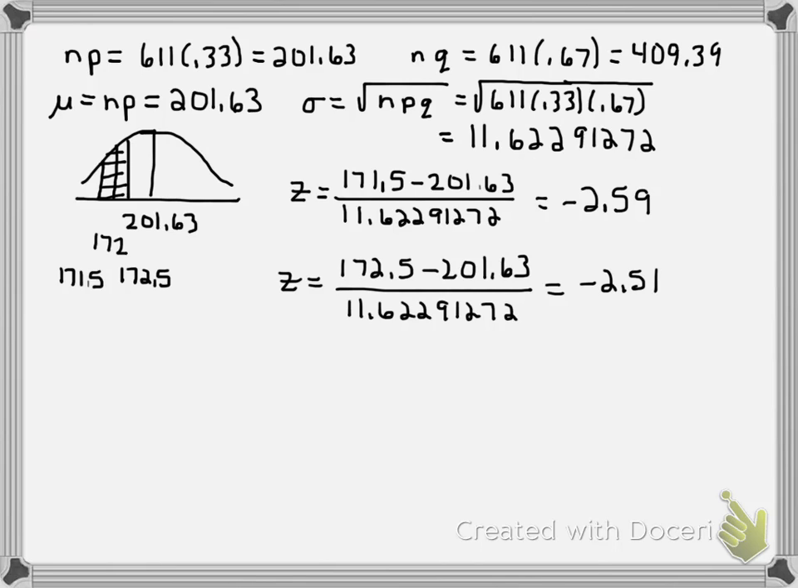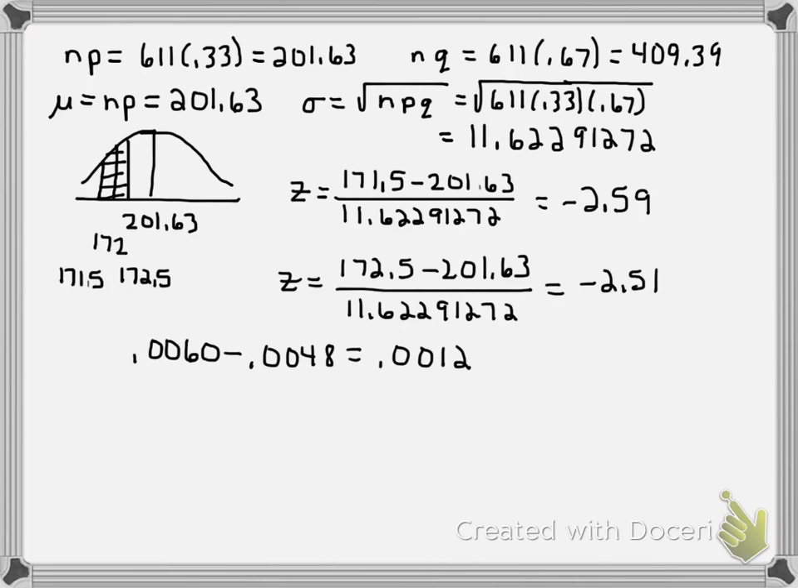So negative 2.51 would have the larger area, so we find that area would be 0.0060. We have to subtract the other area, 0.0048. So in that continuity strip, we have an area of 0.0012. So that's a probability of having exactly 172 overturned calls.